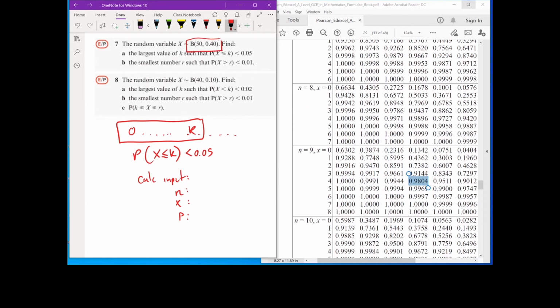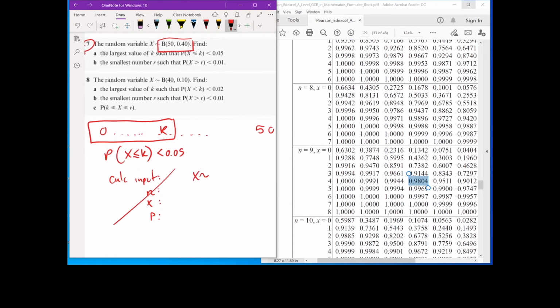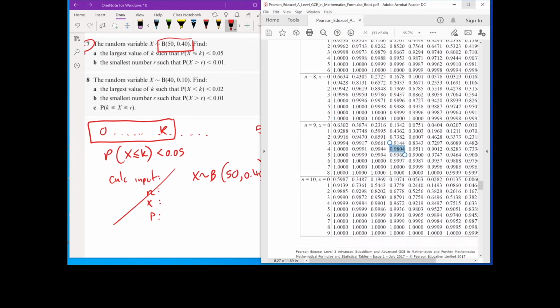My table needs to have what as my parameters? 50. Yeah, so let me write down the binomial that I'm looking at. And remember, this is question 7. So the binomial distribution, I'll write it out. The calculator doesn't work here. We're going to use x is approximated by binomial distribution 50, 0.40. Let's go and find the table that has n as 50.